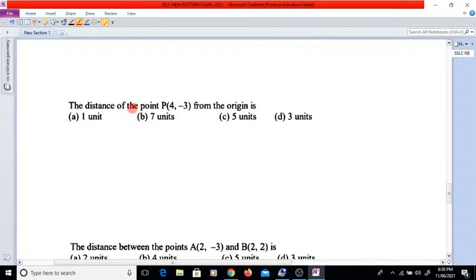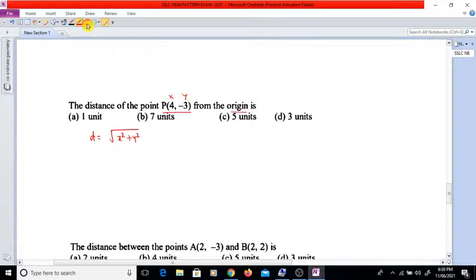So the distance of the point P, 4 comma minus 3, from the origin. So the distance from origin is taken as d equals square root of x square plus y square. So this is the formula. This is x and this is y.